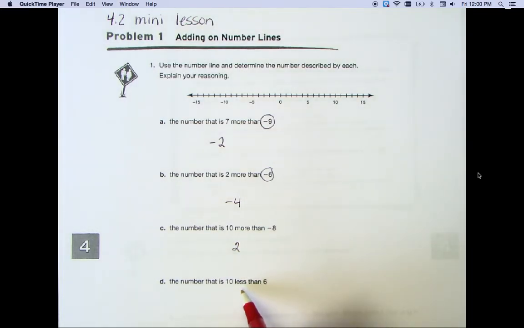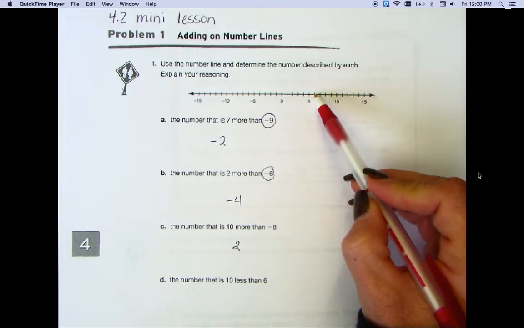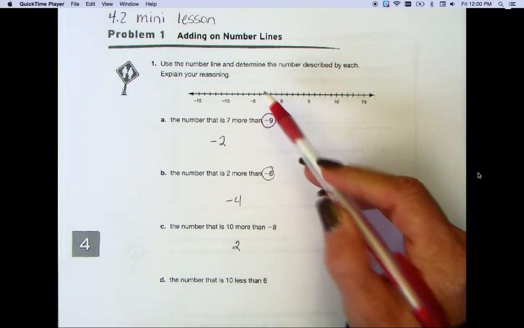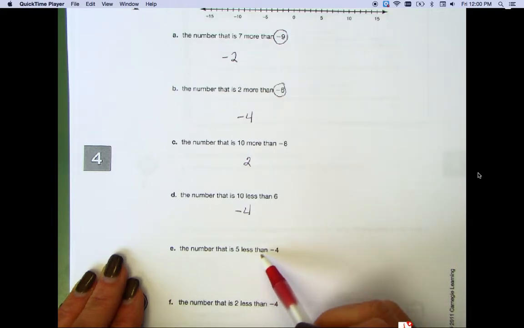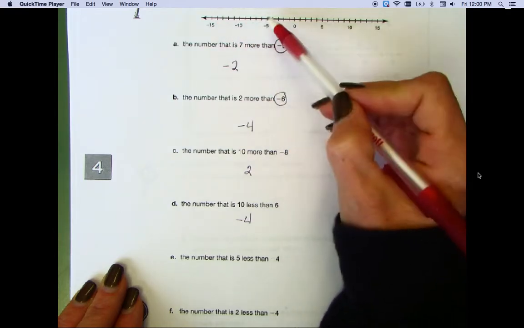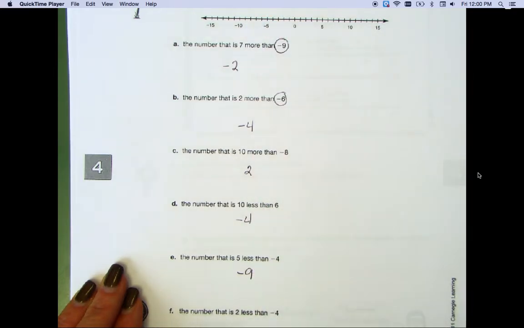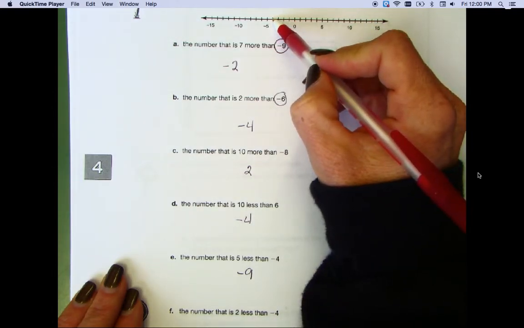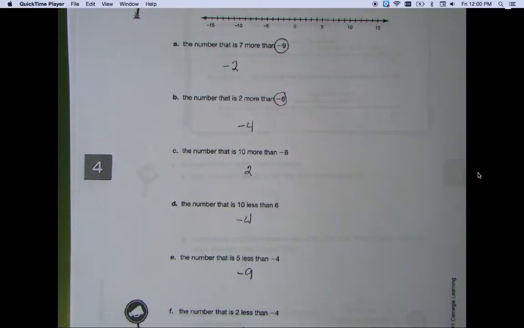Now they're talking less than, so they want the number 10 less than 6. If I'm at 6 and I go 10 smaller, I'm going this direction. So it's 6 to get here, 7, 8, 9, 10. I end at negative 4. The number that is 5 less than negative 4, if I'm starting at negative 4 and I'm going even less, I'm moving this direction 5 places, 1, 2, 3, 4, 5. I end at negative 9. And the number that's 2 less than negative 4, I start at negative 4 and go 2 less, I end at negative 6.